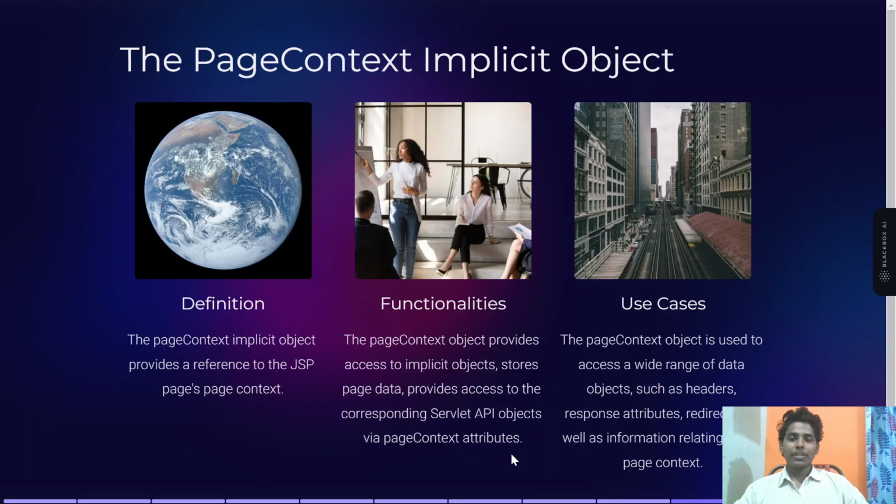Page context implicit object. The pageContext implicit object provides a reference to the JSP page context. The pageContext object provides access to implicit objects, stores page data, and provides access to the corresponding servlet API objects via pageContext attributes. Use cases of the pageContext implicit object: the pageContext object is used to access a wide range of data objects such as headers, response attributes, redirects, as well as information relating to the page context.